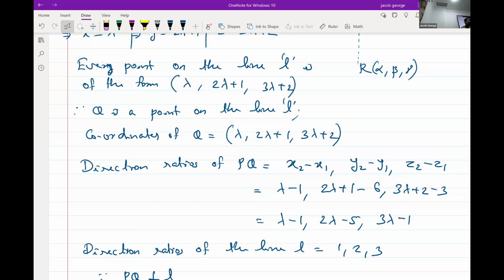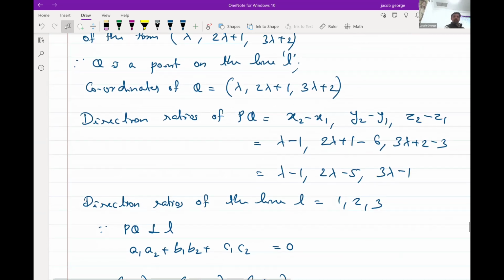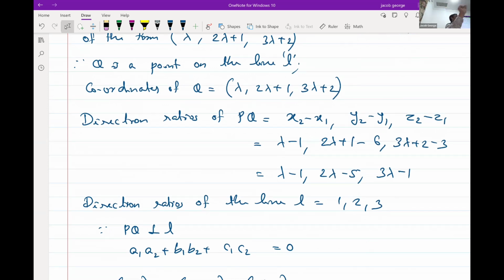Till here, all of you understood? Direction ratios of PQ is clear. Then we write direction ratios of the line. It is from the denominator of the line that we write them. What are the direction ratios of the line from the denominator? It is 1, 2, 3. Make sure that it is in standard form. Yes, here it is in standard form. So direction ratios of the line L is 1, 2, 3.